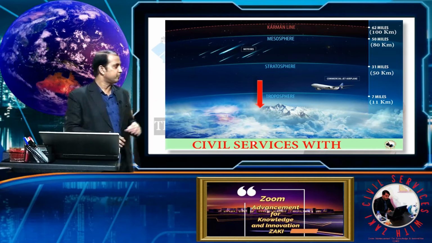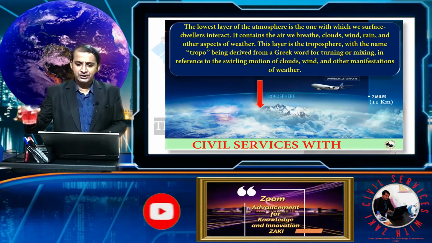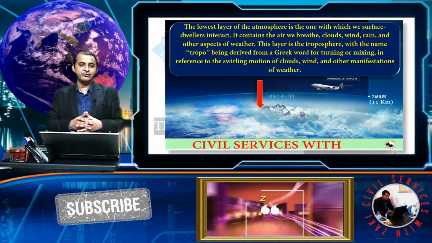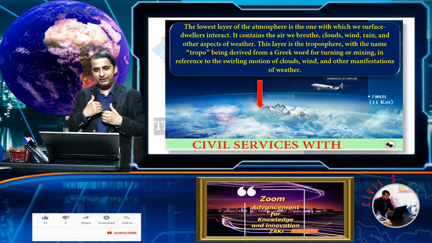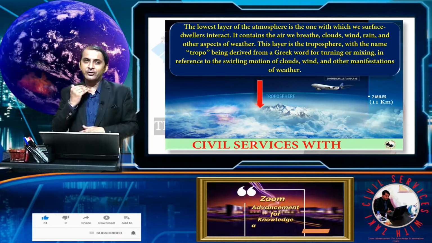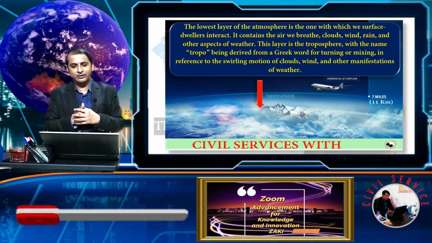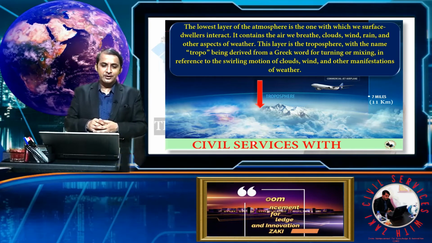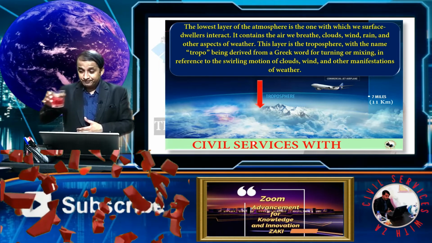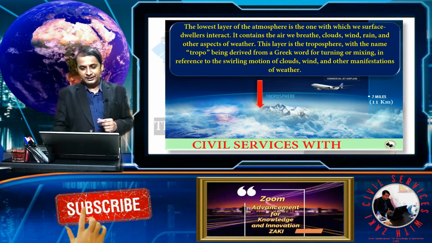Here the first layer, the lowest layer of the atmosphere, is called the troposphere. This is the layer with which we surface dwellers interact. It contains the air we breathe, cloud, wind, rain, and other aspects of the weather. The name tropo is derived from the Greek word for turning or mixing. It refers to the swirling motions of cloud, wind, and other manifestations of the weather. That's why this layer is called the troposphere.